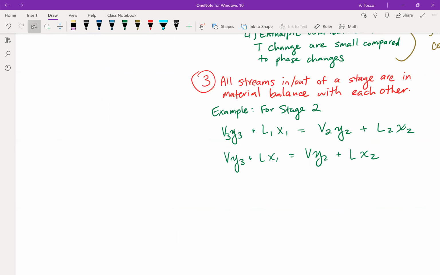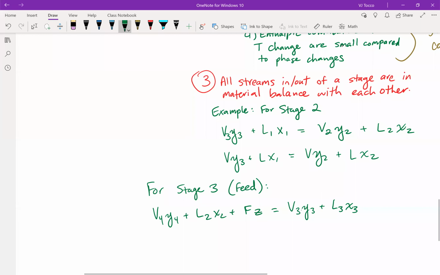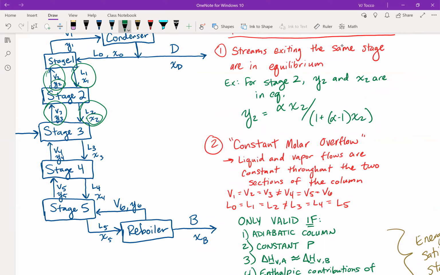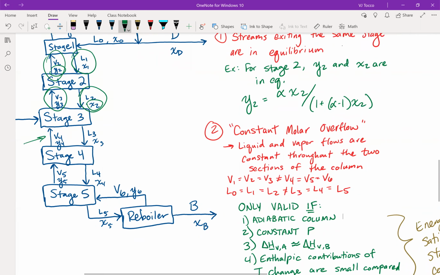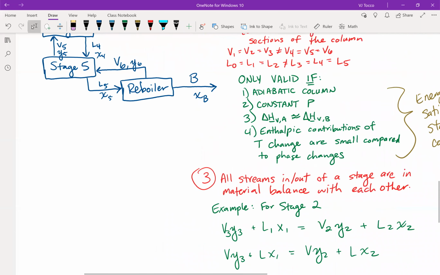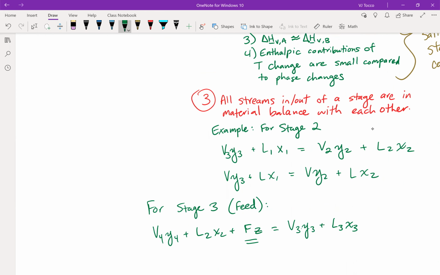So I'm going to draw the stage 3 balance as well. All right, so on the feed stage, I've got stream 4 vapor coming in from the stage below. I've got L2, X2 coming in. And this is what I meant by saying you have to account for the feed. I also have the feed coming in as well on the inside. V3, Y3, and L3, X3 are leaving. And remember that V3 is not necessarily equal to V4 in this case because I'm adding this feed.